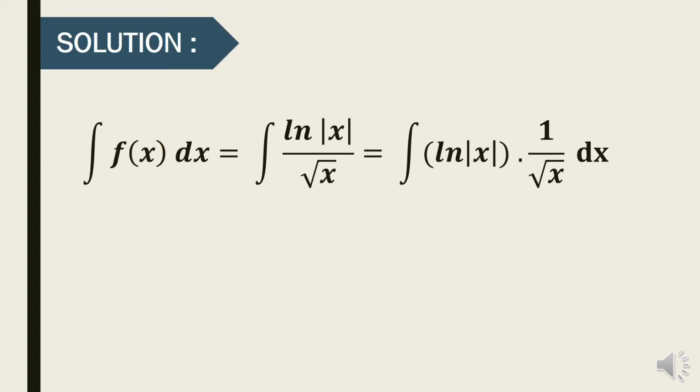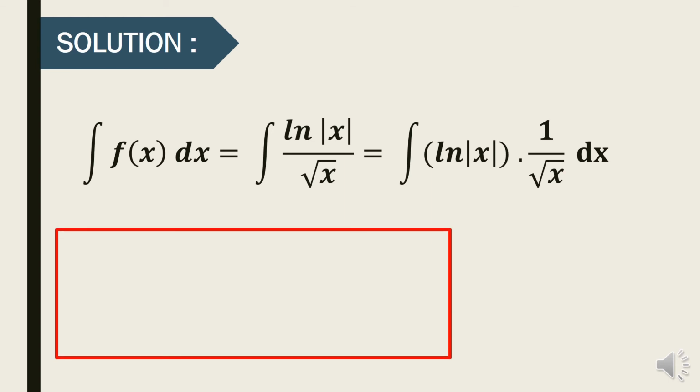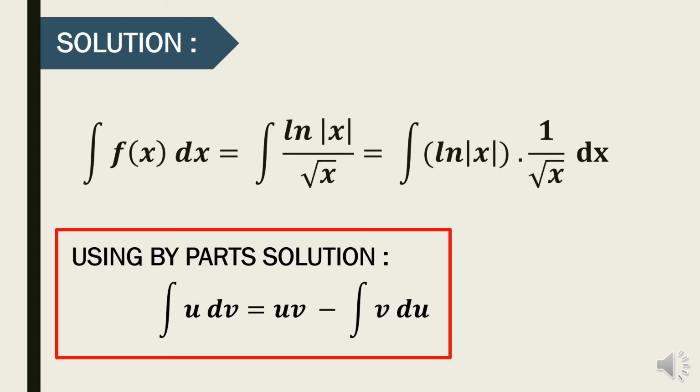Now for the first solution, we can use that the integration of f(x) dx is equal to the integration of ln x over square root of x. It is equal to the integration of ln x multiplied by 1 over square root of x dx. Since this is a multiplication, we have to use integration by parts, which is the integration of u dv is equal to uv minus the integration of v du.